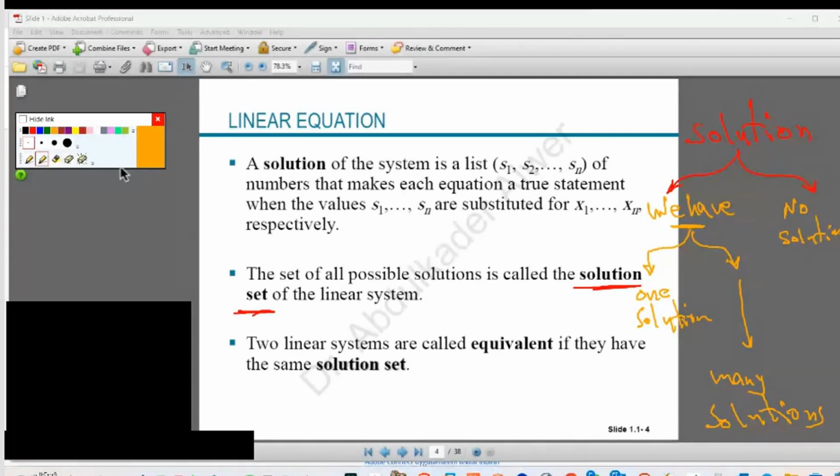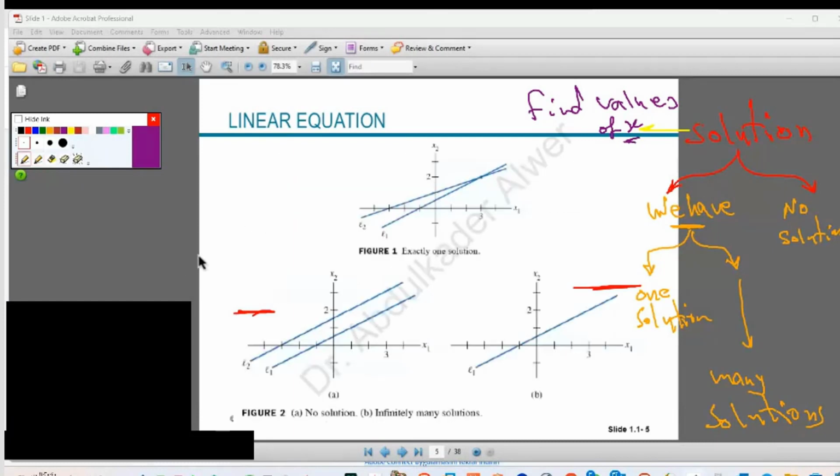Solution here means find values of x. So sometimes there is no solution. Another time we have a solution, but either one solution or many solutions. So this is the definition of the solution of a linear equation. Now let's see this in more detail.